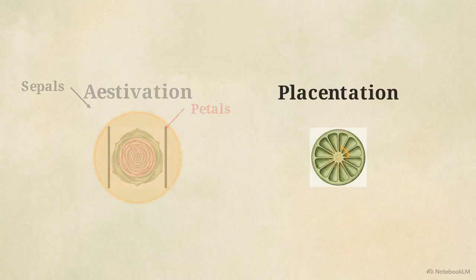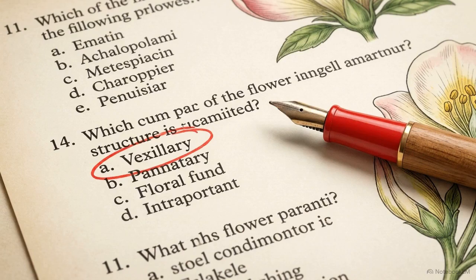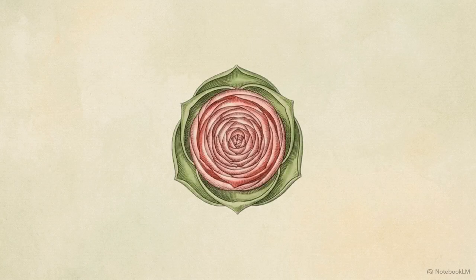On the right is Placentation. This refers to the specific arrangement of ovules as they attach to the nutrient-rich placental tissue inside the ovary. Mastering the 5 variations of these two patterns is the key to identifying plant families and securing marks on board and NEET exams. We classify floral buds by looking at how the petal margins interact.